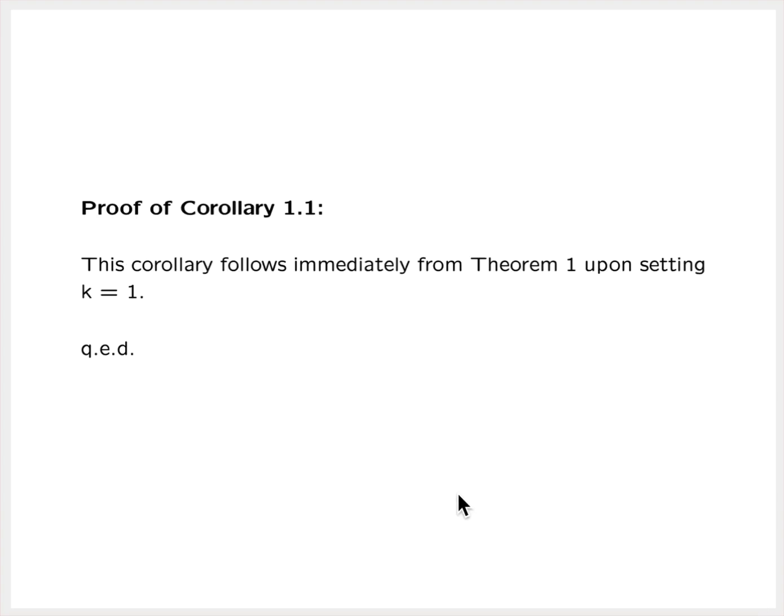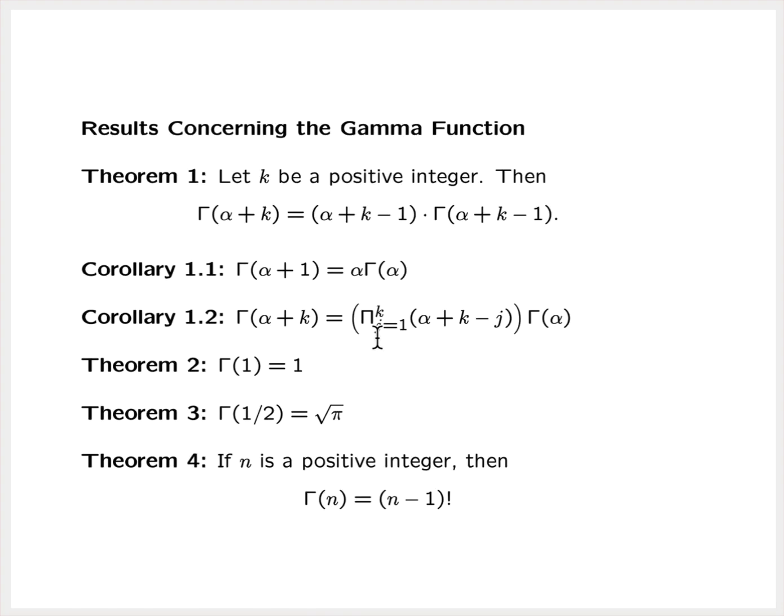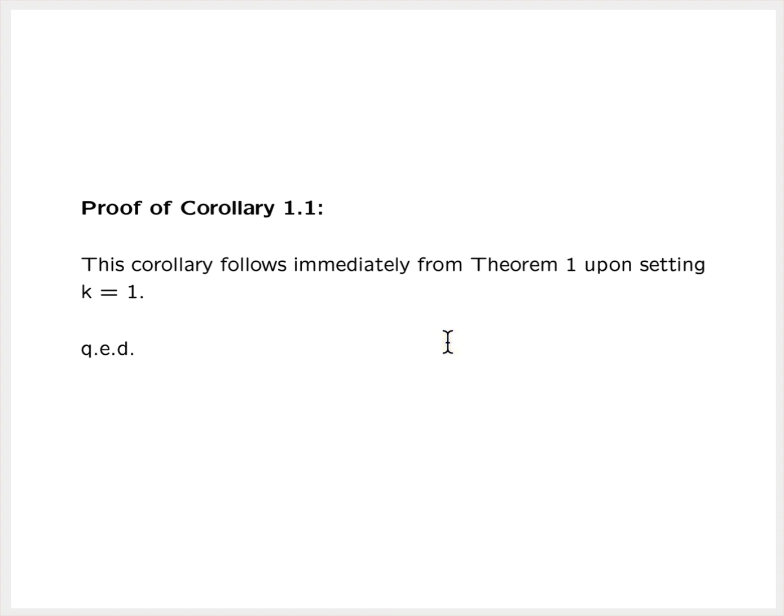Now, a corollary of Theorem 1, corollary 1.1, says that the gamma function evaluated at alpha plus 1 is equal to alpha times the gamma function evaluated at alpha. That follows directly from Theorem 1 if we set k equal to 1. Then we have that the gamma function evaluated at alpha plus 1 is equal to alpha plus 1 minus 1, hence alpha, times the gamma function evaluated at alpha plus 1 minus 1, or alpha. And so the result follows immediately.